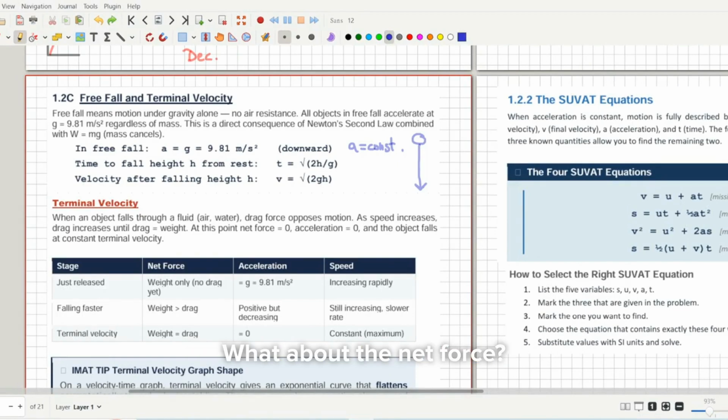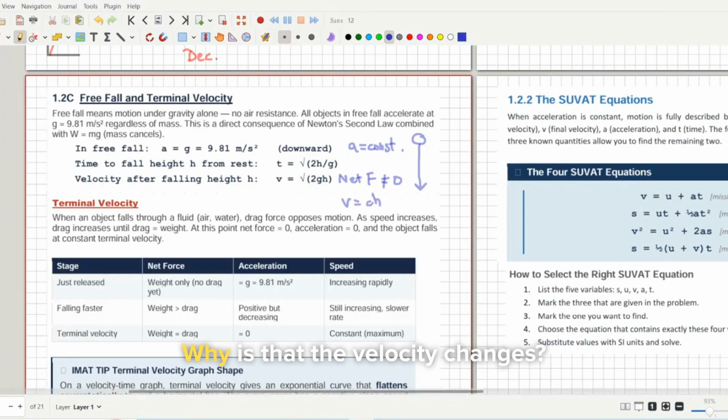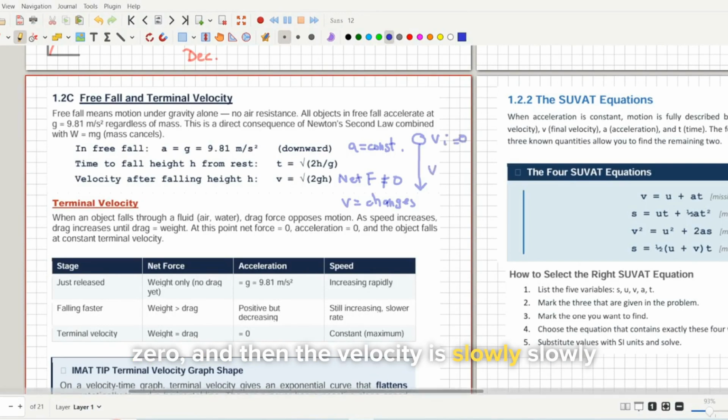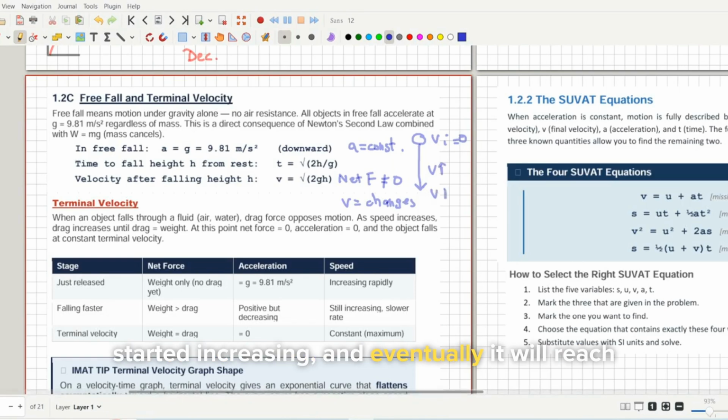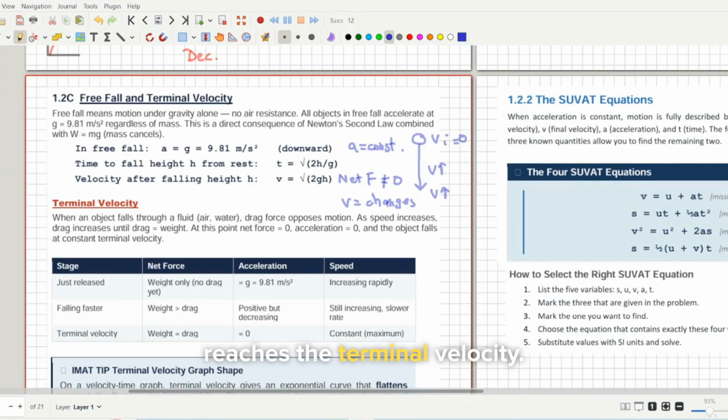What about the net force? The net force is actually not zero. You have to memorize that if acceleration is constant, then net force is never zero. And what about the velocity? The velocity is actually changing. Why is it that the velocity changes? As you can see, at initial point the velocity was 0, and then the velocity slowly started increasing, and eventually it will reach the terminal velocity. So during free fall, from start to terminal velocity, the velocity actually changes until it reaches the terminal velocity.